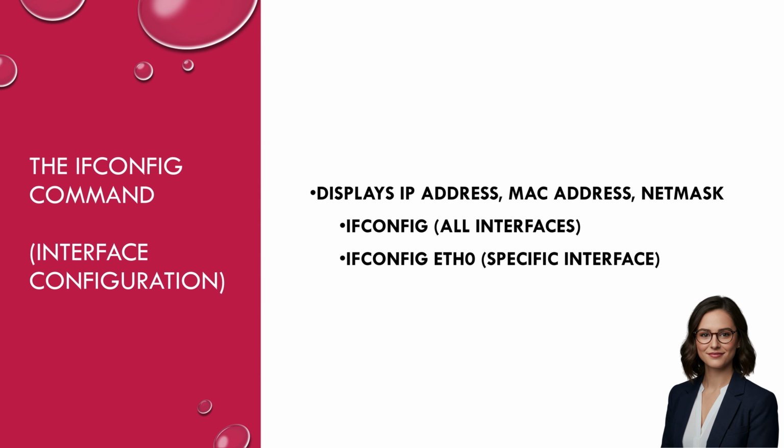The ifconfig command, short for interface configuration, is traditionally used to display and configure network interface parameters. It shows you details like the IP address, MAC address, network mask, and broadcast address for each network interface on your system. While ifconfig is being superseded by the ip command on many modern Linux distributions, it's still widely used, and understanding its output is beneficial. Simply typing ifconfig will display information for all active interfaces. You can also specify a particular interface by using ifconfig eth0 to see details for that specific network connection.